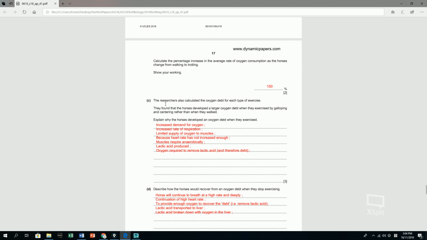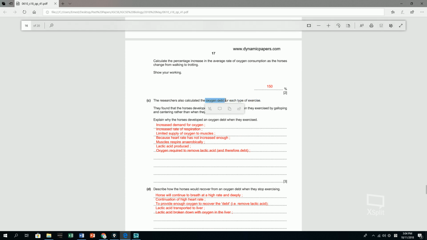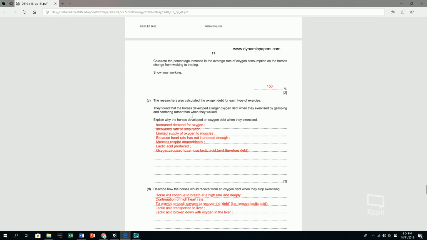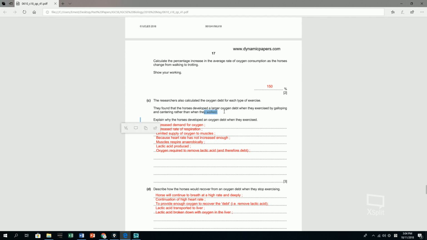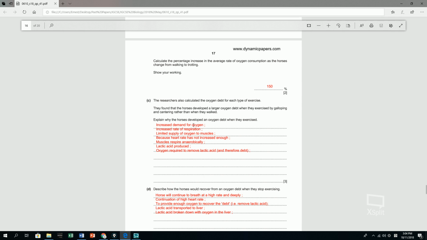So researchers calculate the oxygen debt. Okay, so whenever you look at something with oxygen debt, then they're asking about anaerobic respiration. So they found that the horses have a larger oxygen debt when they're galloping rather than walking, for example. So they ask why this happens. So of course, as the amount of exercise becomes a bit more strenuous, there's an increased demand for oxygen, because the muscles require oxygen to respire in order to provide the muscles the energy required for that exercise.